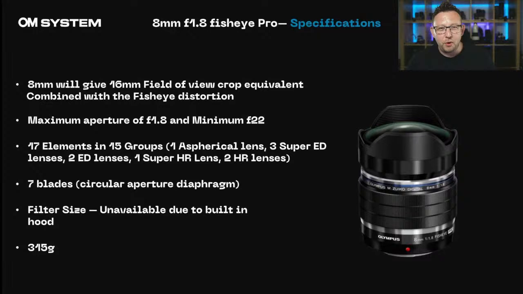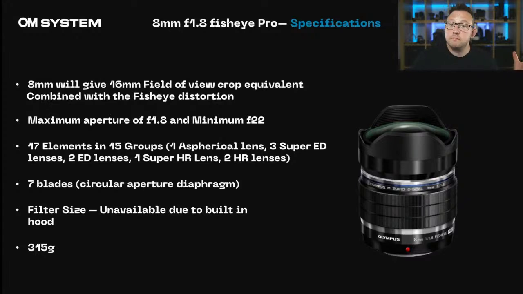Maximum aperture of f1.8, super bright, and a minimum of f22. You've got 17 elements in here and 15 different groups. You've got one aspherical lens. That's that one that's thinner in the middle. You've got your 3 super ED or extra low dispersion lenses, 2 extra low dispersion lenses, 1 super HR, or highly refractive lens, and 2 standard high refractive lenses in there as well. Again, 7 blades across that aperture diaphragm.